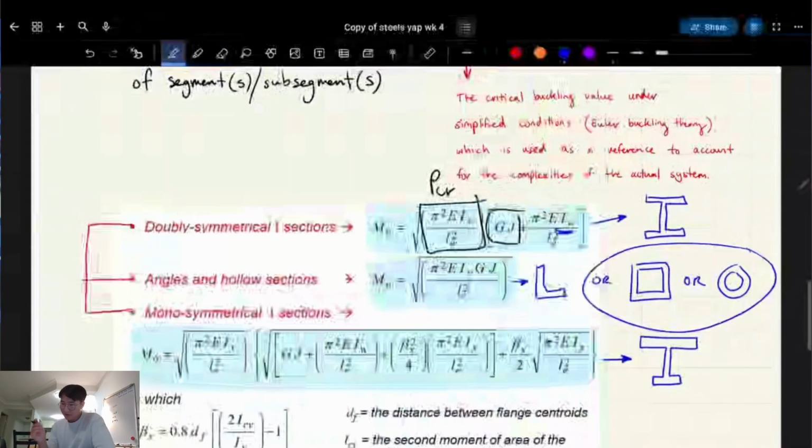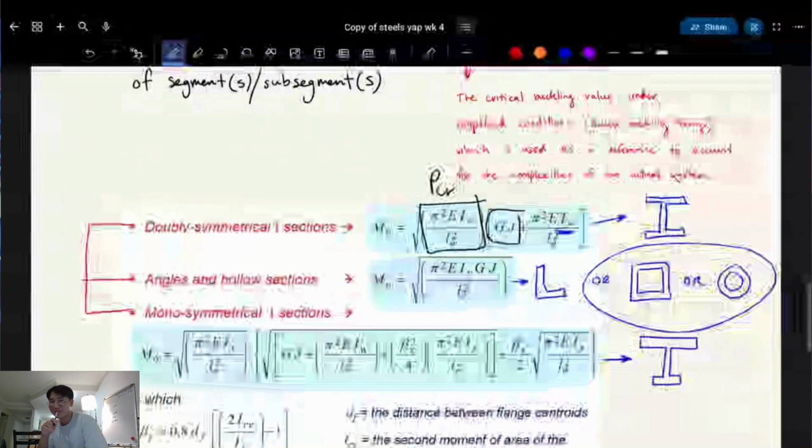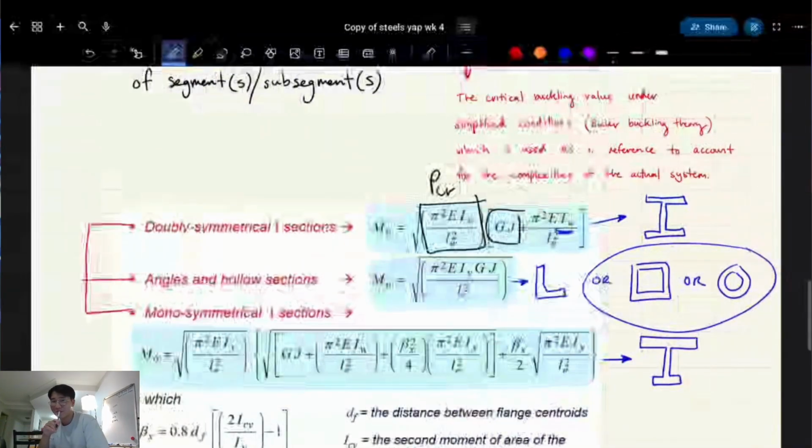For your equal angles, unequal angles, hollow sections, like circular hollow sections, square hollow sections, we don't have to consider the warping part. Oh, actually, that's a bad way to put it because this is supposed to give it more strength. It's just that the value for J, the torsional resistance, is going to be really high for these shapes.